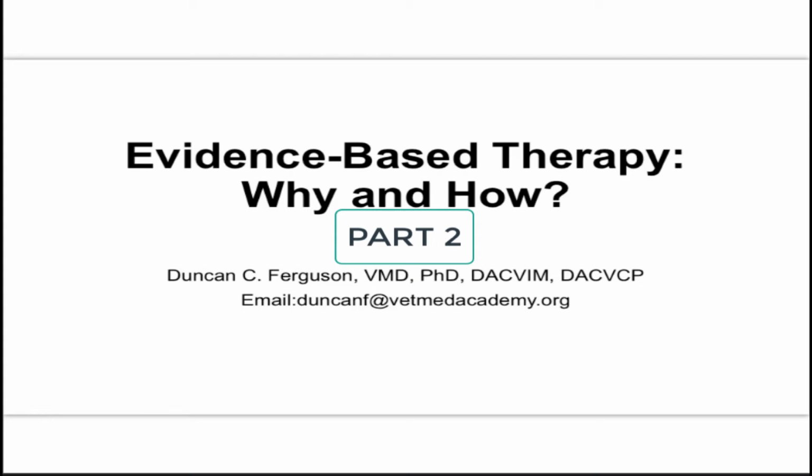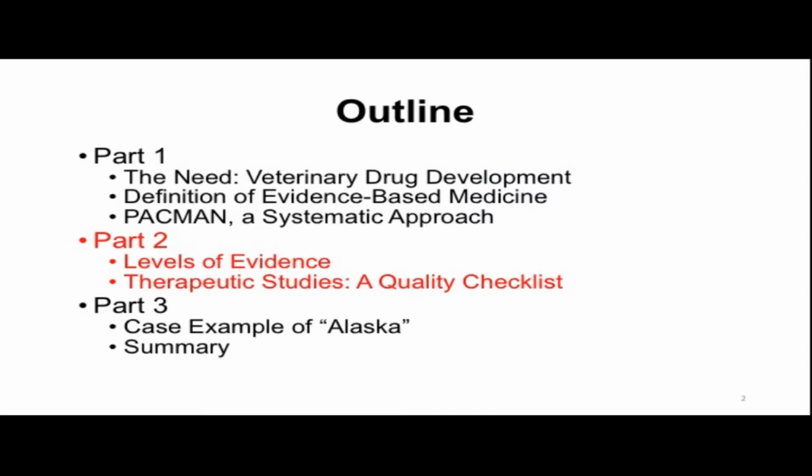Continuing our discussion of evidence-based therapy, we're going to now discuss the quality of evidence, a pyramid of evidence, level of evidence, and then go on to develop a checklist that you might try to apply as you look at the literature about any new drug or therapy.